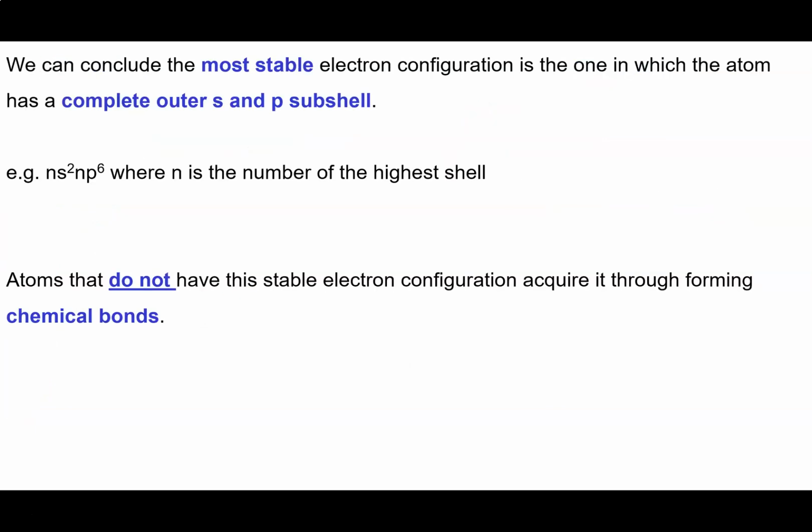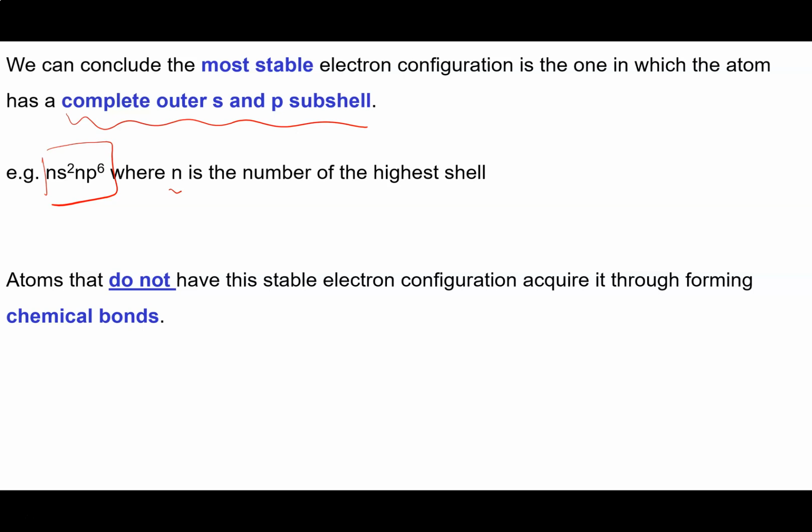So what we can conclude is that the most stable electron configuration, the one which is least likely to change, is the one in which the atom has a completely full outer s and p subshell. That is, it has an electron configuration that ends like this, ns2, np6, where n indicates the highest shell. So what we're going to observe is that atoms will keep losing or gaining electrons until they have this configuration, at which point they will become stable and they'll stop reacting.